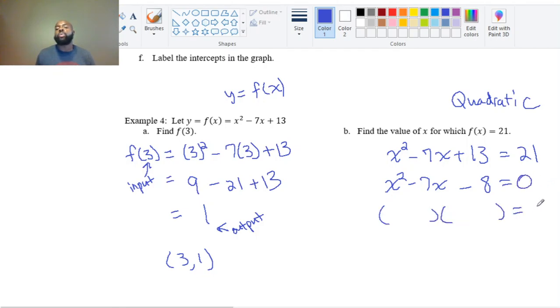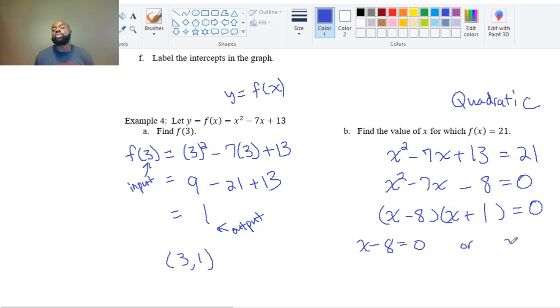This is one of the nice ones that can be factored because there's a 1 in front of the x squared, so I put an x here and an x here. I find two numbers that multiply with a result of -8, but add up to -7. Bam, -8 and +1.